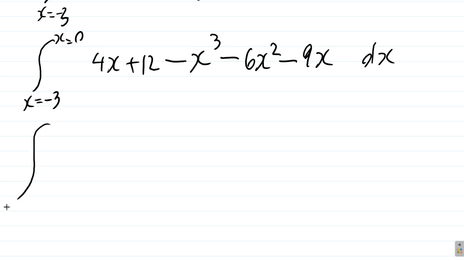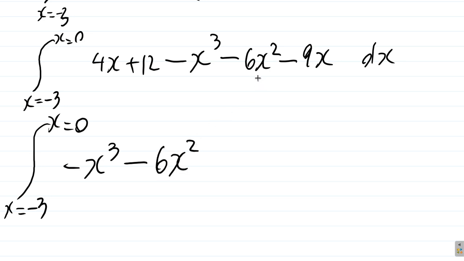So we have the integral from x equals negative 3 to x equals 0 of half. Let's put this negative x cubed first, highest power first, minus 6x squared, and then 4x minus 9x is negative 5x, plus 12 dx.